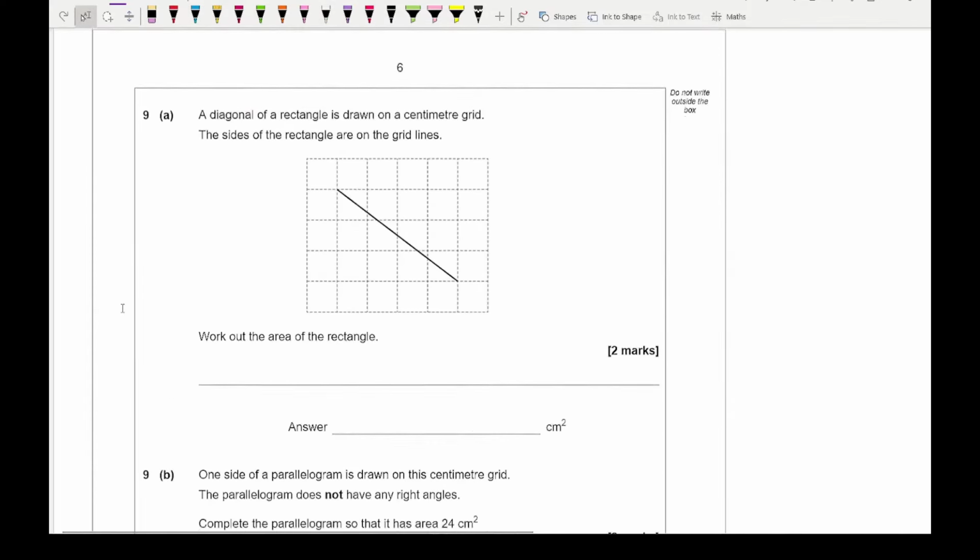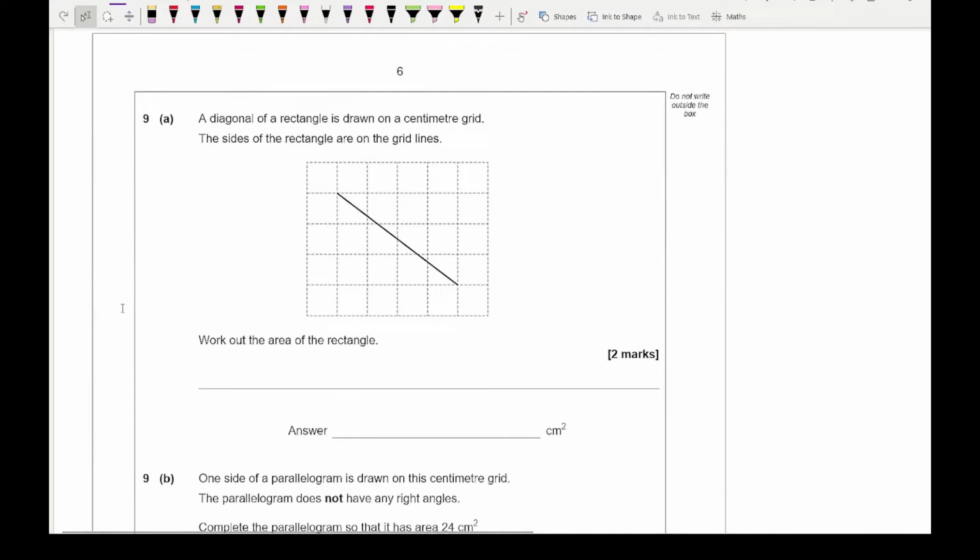Moving on to question 9, it says that a diagonal of a rectangle is drawn on a centimetre grid. The sides of the rectangle are on the grid lines. Work out the area of the rectangle.